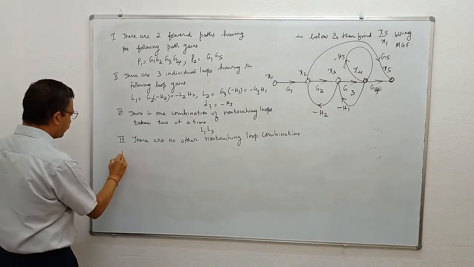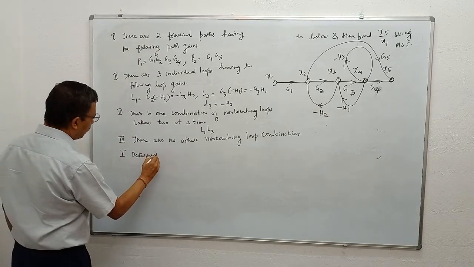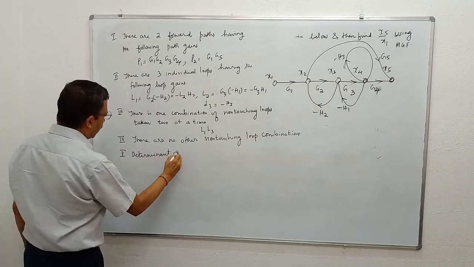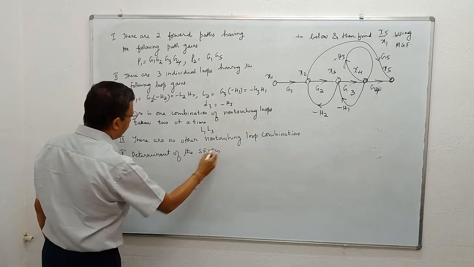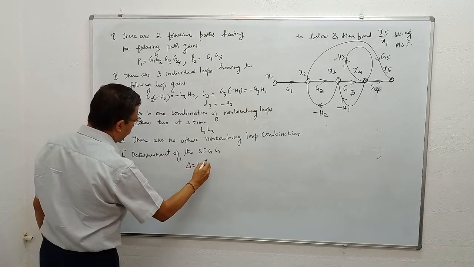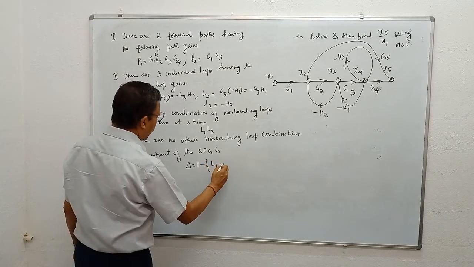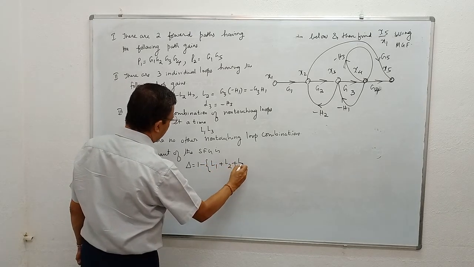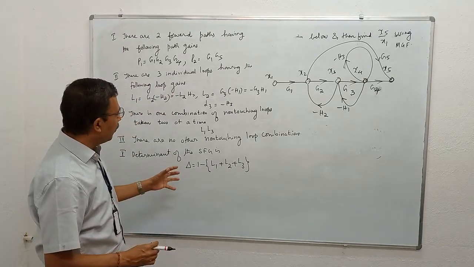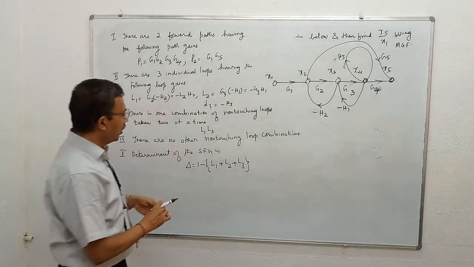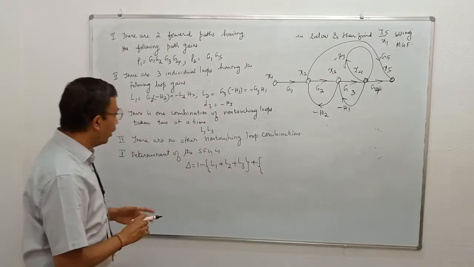Next step. Determinant of the signal flow graph is delta is equal to 1 minus (L1 plus L2 plus L3). In the first bracket, you will have single terms like L1, L2, L3. After minus sign, put a plus sign. Minus and plus signs have to alternate.